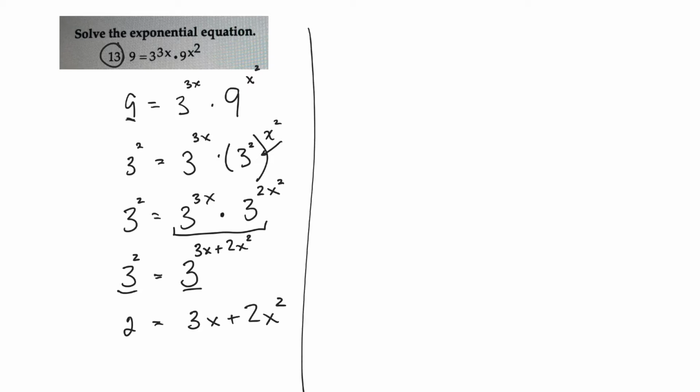So let's go over here and solve it. I'm going to bring everything over to the right side. And I'll reorder it. So 2x squared is first, plus 3x. And then if I bring the 2 over, it'll become negative. Okay, now I have a quadratic. I'm hoping I can factor this. If I can't, I'll have to use a quadratic formula. I'm just going to do guess and check.